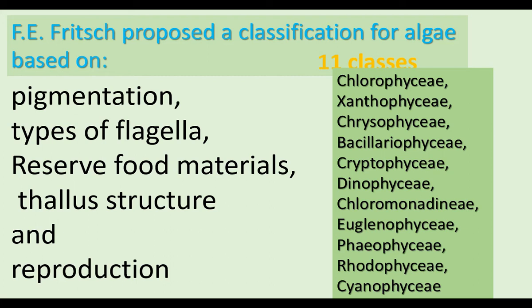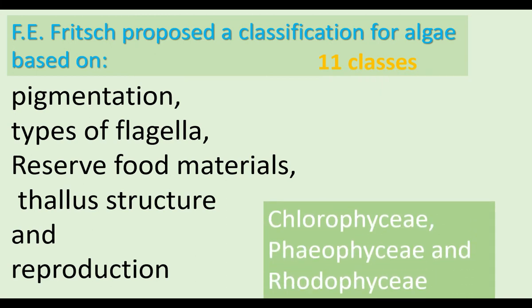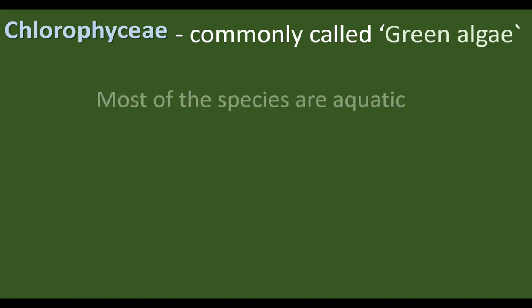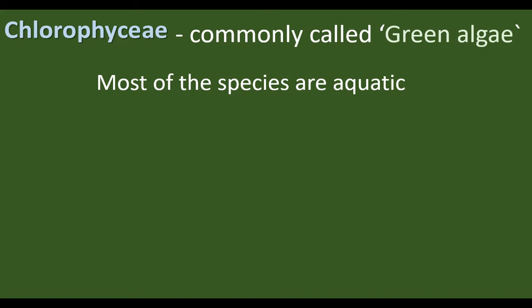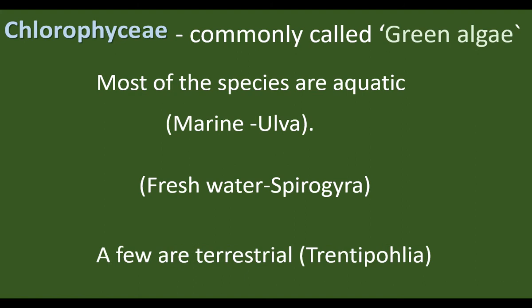In our book, only three classes are described in detail. They are Chlorophyceae, Phaeophyceae, and Rhodophyceae. Chlorophyceae, the members are called green algae. Most of the species are aquatic. Ulva is a marine member. Spirogyra is a freshwater species. A few are terrestrial, for example, Trentepohlia.